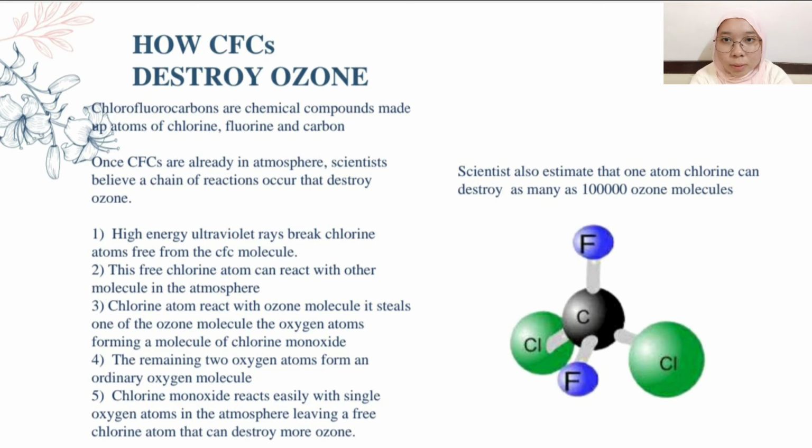When a chlorine atom reacts with an ozone molecule, it steals one of the oxygen atoms, forming a molecule of chlorine monoxide. The remaining 2 oxygen atoms form an ordinary oxygen molecule. Lastly, chlorine monoxide reacts easily with single oxygen atoms in the atmosphere, leaving a free chlorine atom that can destroy more ozone. Scientists also estimate that 1 chlorine atom can destroy as many as 10,000 ozone molecules.